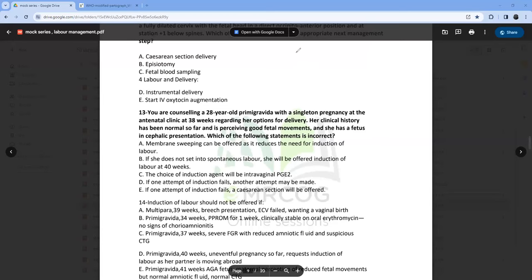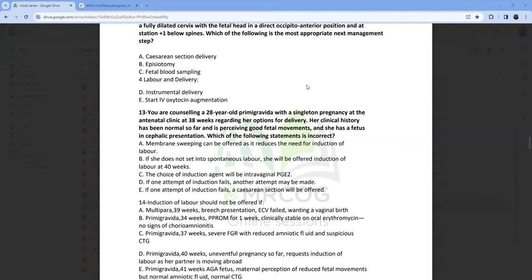One second here. In the fetal monitoring guideline 2022, nice guideline, there is no more fetal blood sampling. In any previous question, or any questions in your practice you might face, if you find that the answer is fetal blood sampling, please remember that now you proceed to delivery methods. So, any answer with fetal blood sampling, proceed to delivery. Don't choose fetal blood sampling anymore.